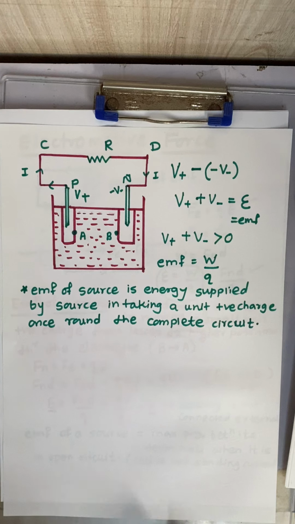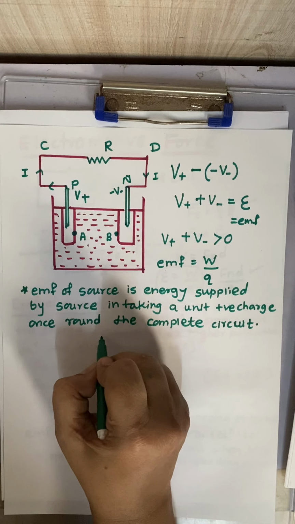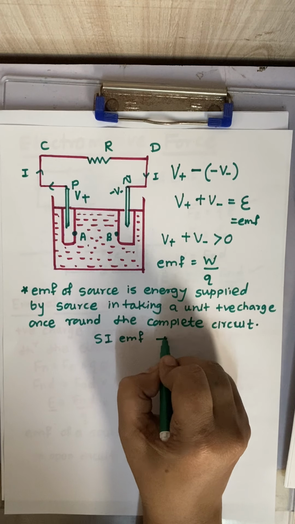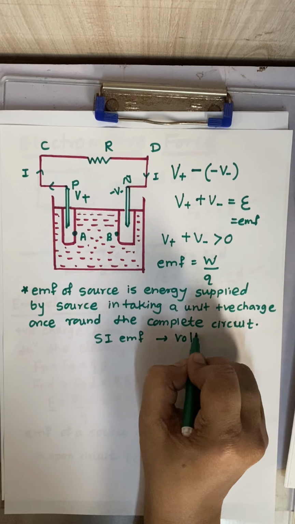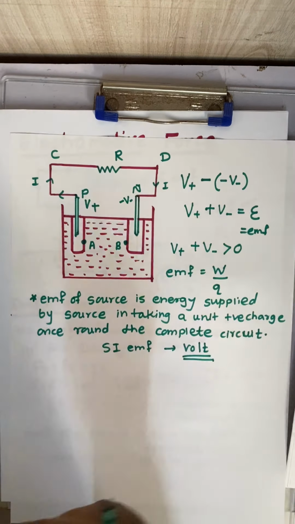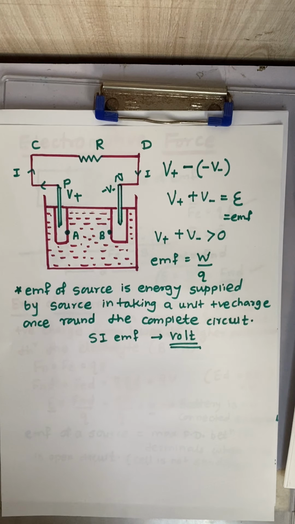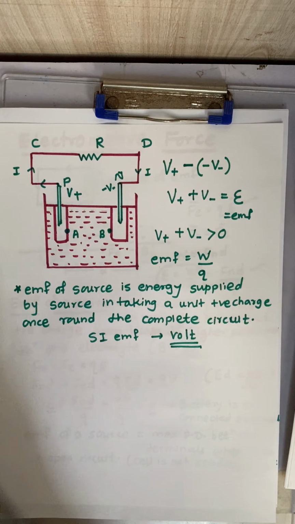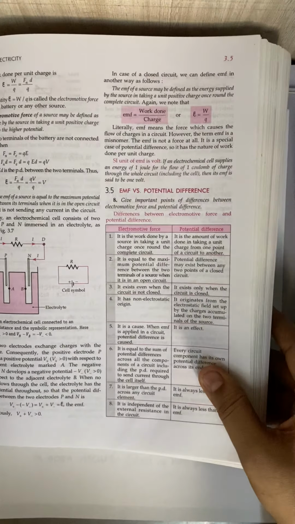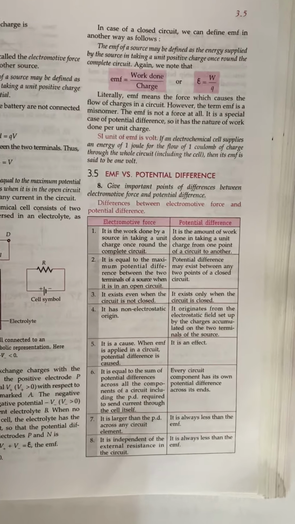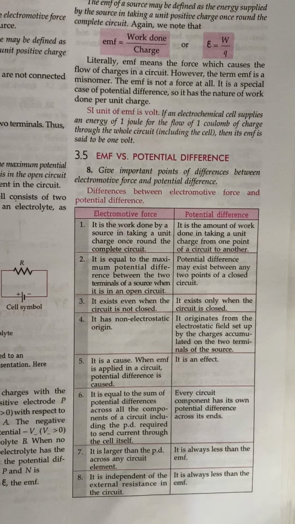And this is called as a EMF. Okay, now SI unit of EMF is obviously a volt. Okay, now you will find out what is the difference between the EMF and potential difference. Now I am giving you here directly the difference points between these two. Now let us understand what are the differences between these.